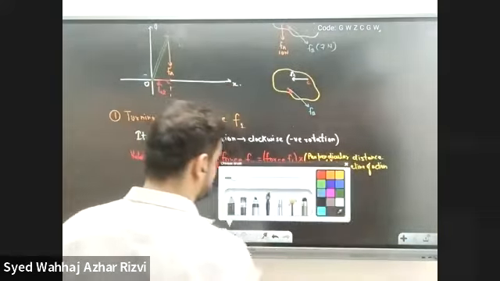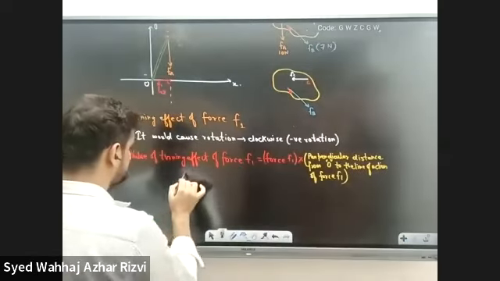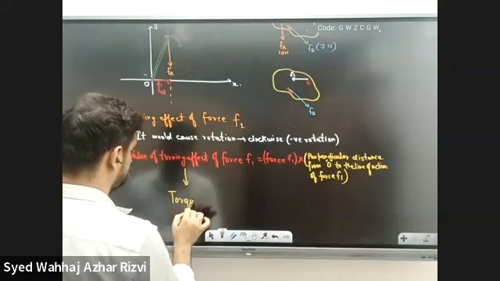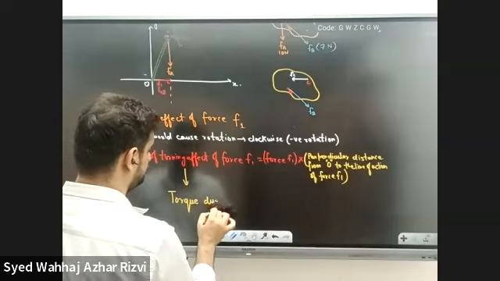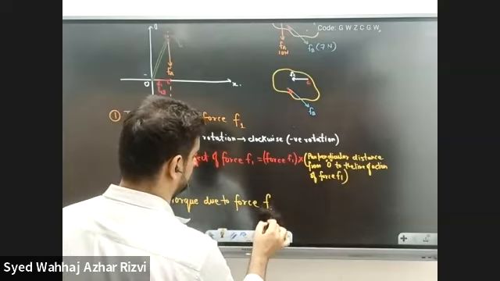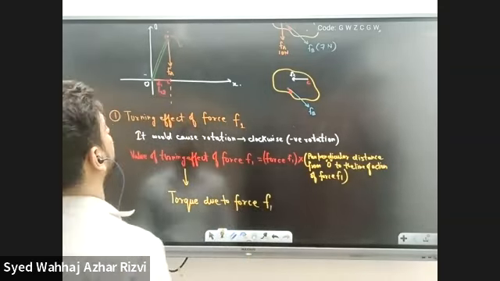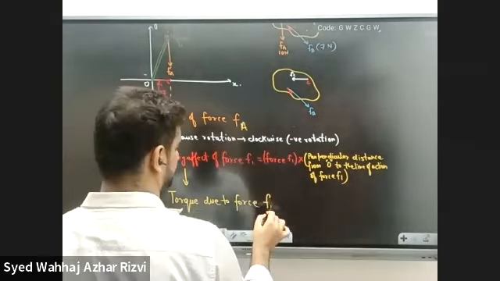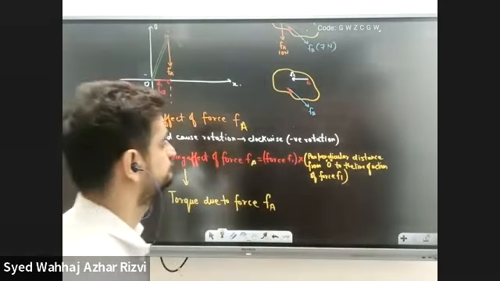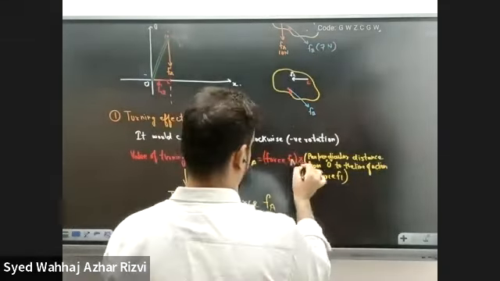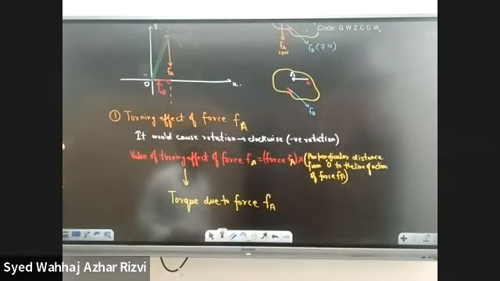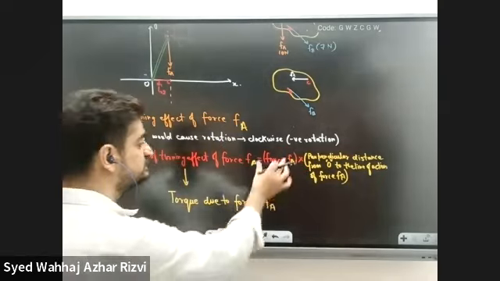And this is known as torque. This is known as torque due to force F1. Okay, F1 or FA, rather we call it FA. Okay, torque due to force FA, right? Let's write it down, FA, right? Torque due to force FA would be the force FA.